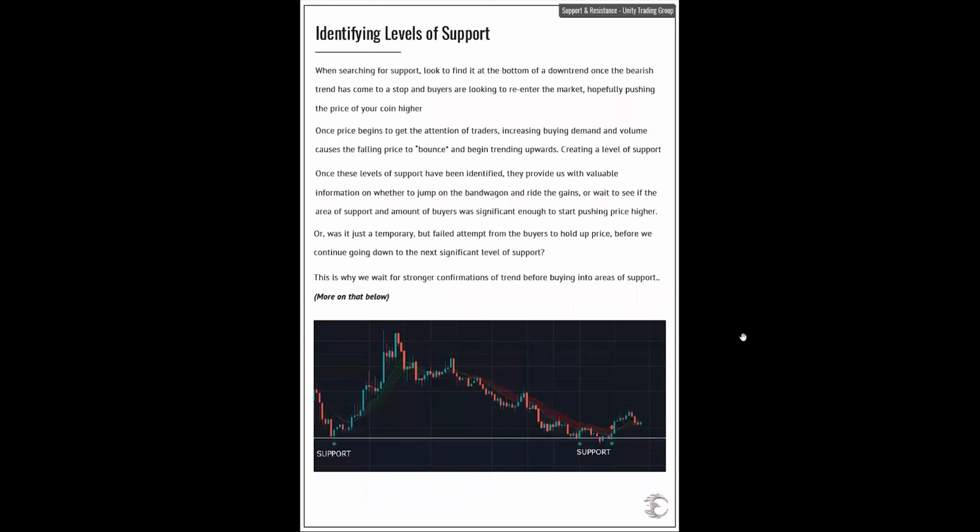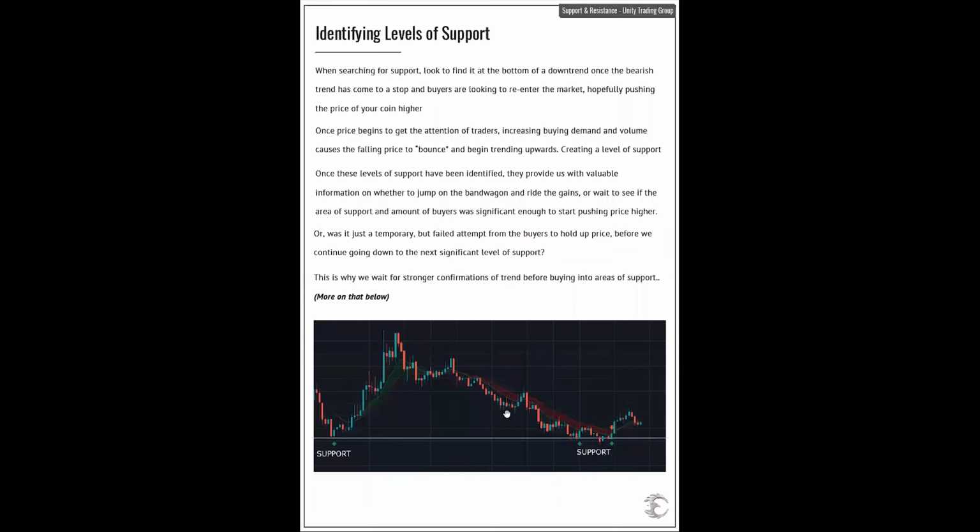This is why we think of them as areas. We get to a level of support and everyone goes, yep, I'm jumping on, we're going to definitely bounce off this. And then we continue going down to another level of support. So that's why we consider them as areas of interest and not gospel. This is why we wait for stronger confirmations of a trend before buying into areas of support, which we'll get into in just a second.